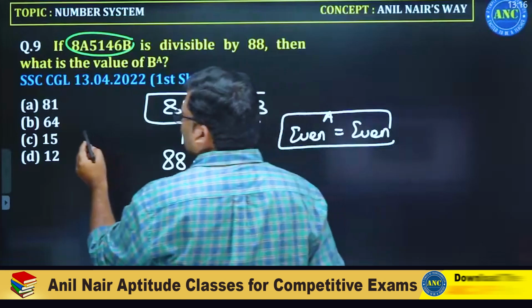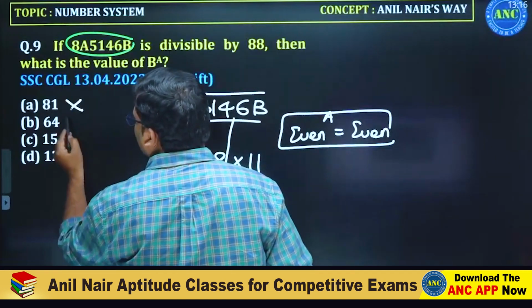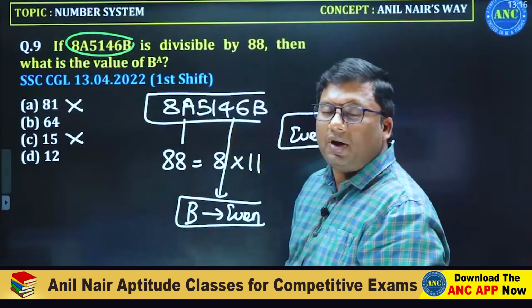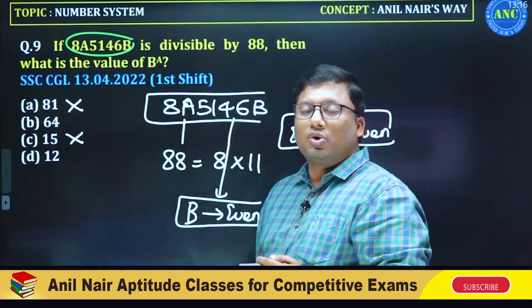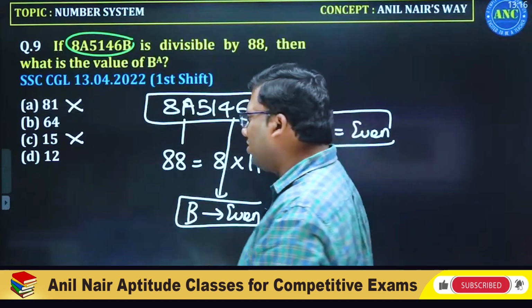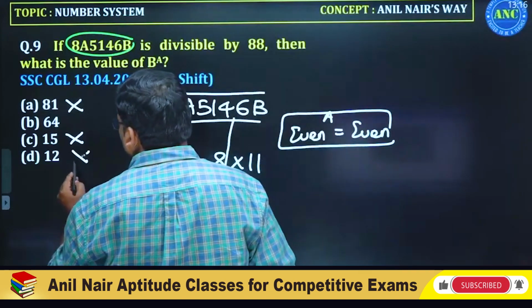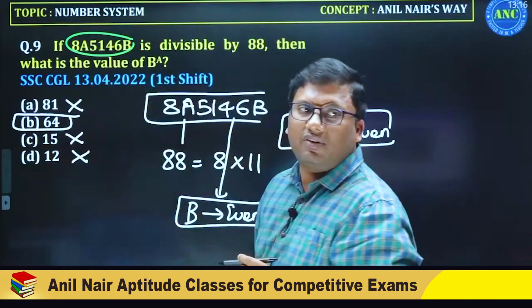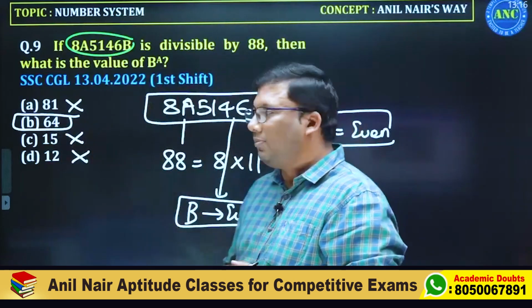So here it cannot be 81, and 15 cannot be. 12 is not any power of a natural number. 12 is not 2 power 3 or 3 power 2. So it cannot be. The answer is 64, without even finding the values of A and B.